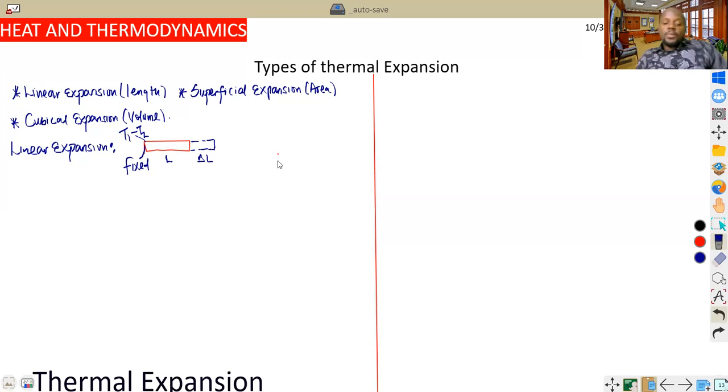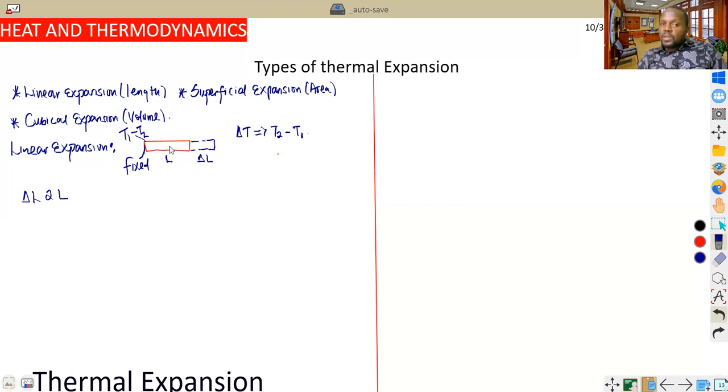Having said that, the next thing that will happen here is the change in temperature. Because the temperature has been increased, it is the final temperature, T2, minus the initial temperature, T1. So now we can list some physical properties that make this expansion occur. This change in length, delta L, increases because it is proportional to the initial length. If the length of this thing is longer, we expect the change in length to also increase. So we say the change in length of this rod is proportional to the initial length.